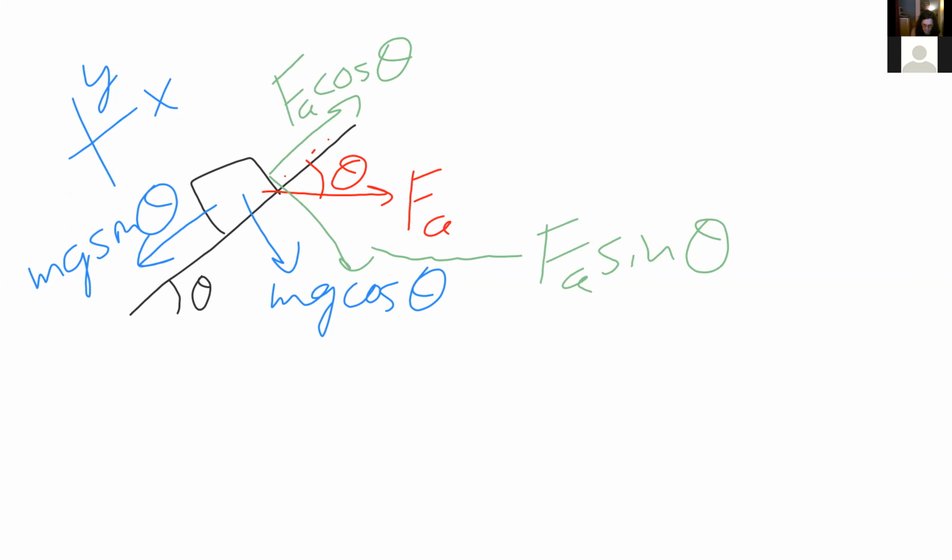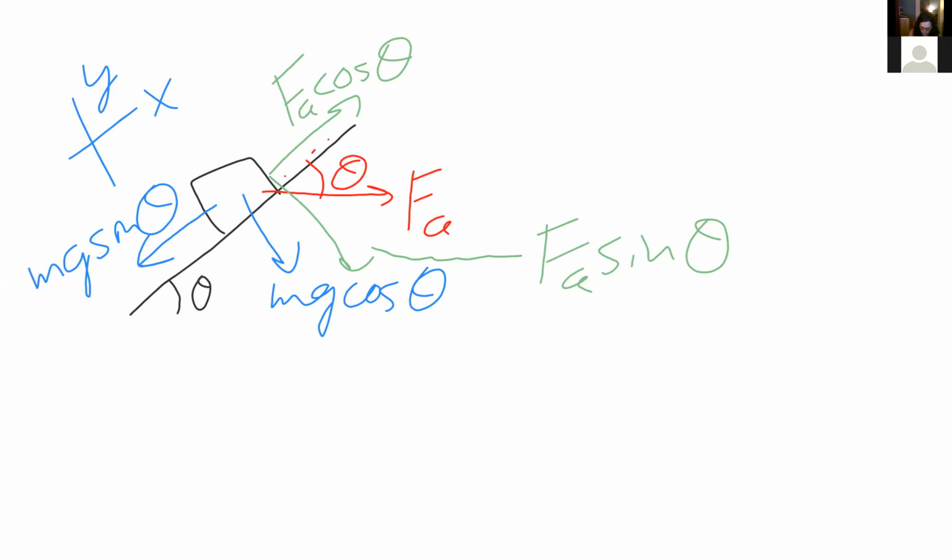Again, that's just because the angle that the weight makes with the incline plane itself is actually 90 minus theta, whereas the applied force makes an angle of theta. That's why you have cosine for one, sine for the other.